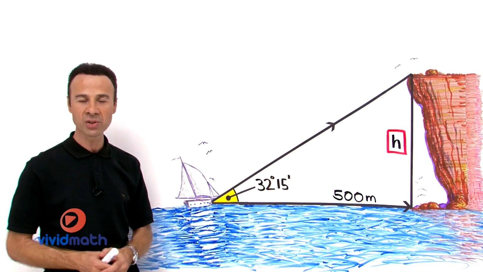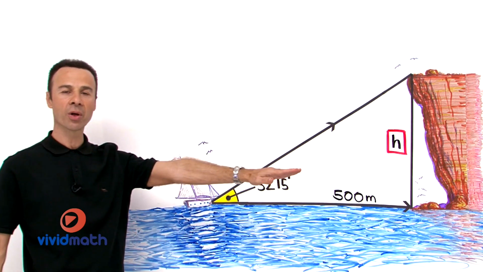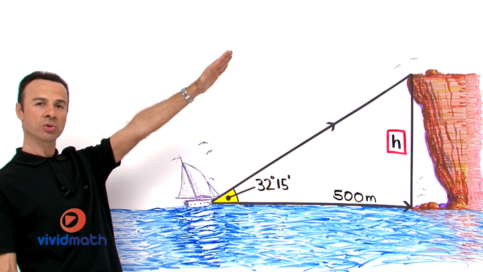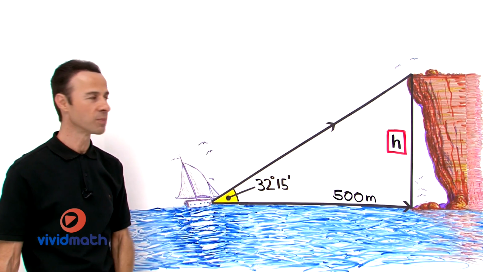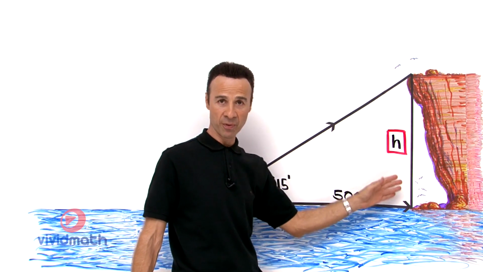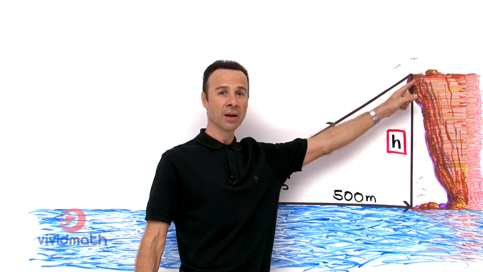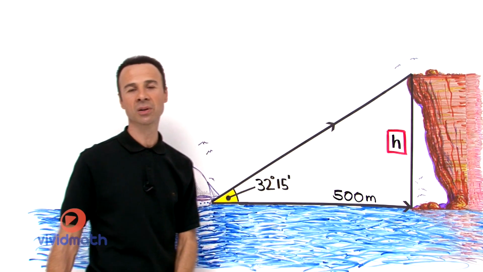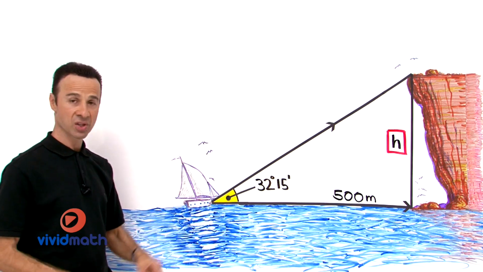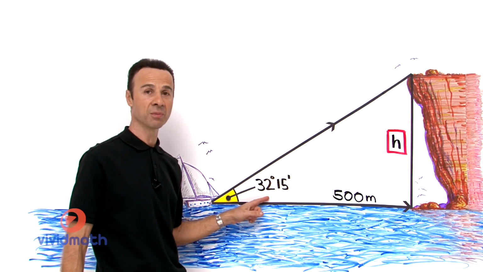Now what's the angle of elevation? It's from the horizontal or the mean sea level upwards to the target of your measurement, which in this case is the top of the cliff. So she's aiming right on the edge, right on the apex of that cliff. So she measured 32 degrees, 15 minutes.